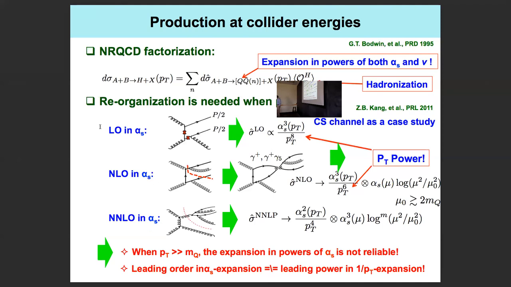You cannot be low at that. This is a sign of this sickness: the higher order corrections in alpha S are less and less suppressed in PT. So that means this is the high PT region. So the message here is: the leading order in alpha S expansion is not equal to leading power in PT expansion. You have to be very, very careful.